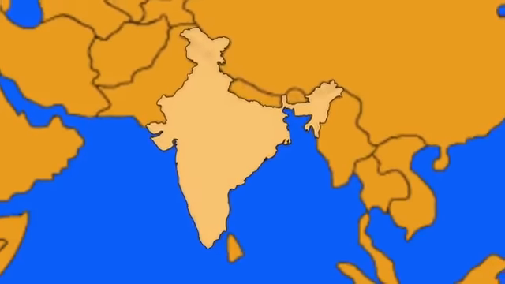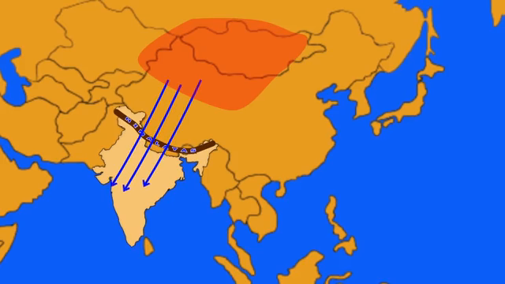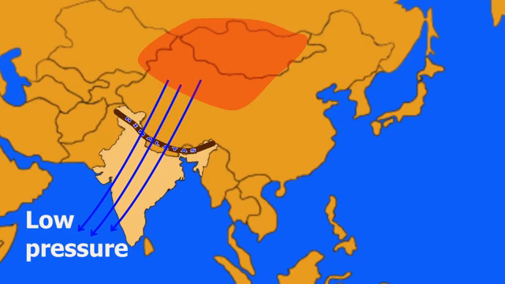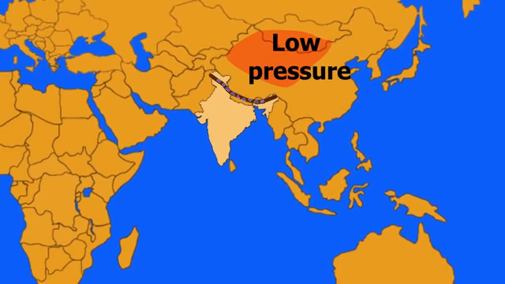During winter, there is a high pressure area north of the Himalayas. Cold, dry winds blow from these regions to the low pressure area over the oceans to the south. In summer, a low pressure area develops over the interior Asia as well as over northwest India. This causes a complete reversal of the direction of winds during summer.